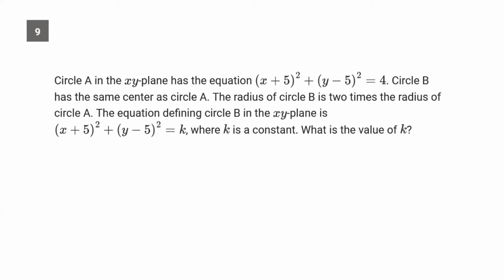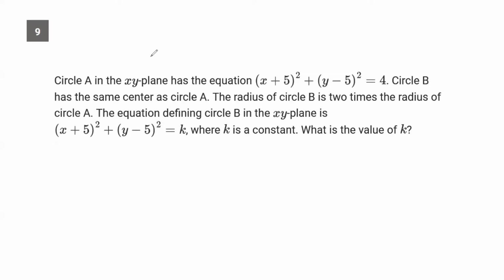It's a circle question. Circle A in the xy plane has an equation, (x plus 5) squared plus (y minus 5) squared equals 4. Circle B has the same center as circle A. The radius of circle B is 2 times the radius of circle A. The equation defining circle B in the xy plane is (x plus 5) squared plus (y minus 5) squared equals K, where K is a constant. What is the value of K?